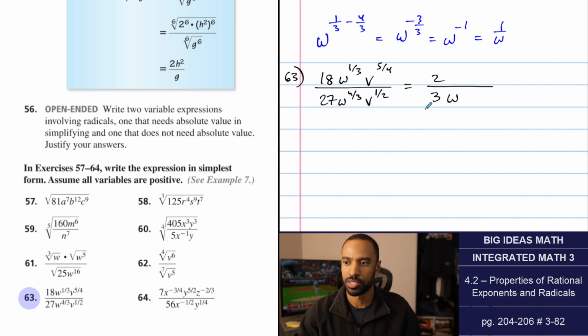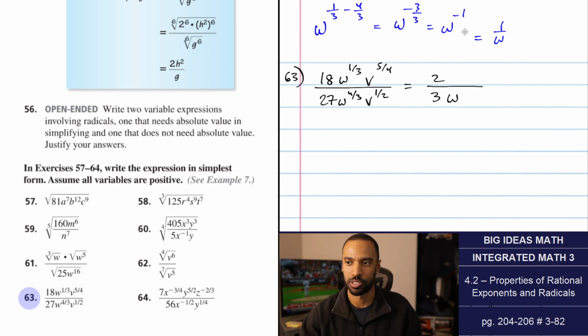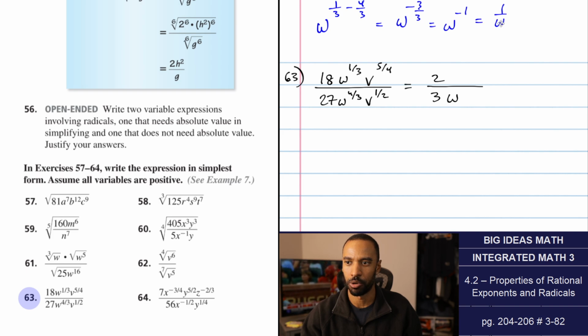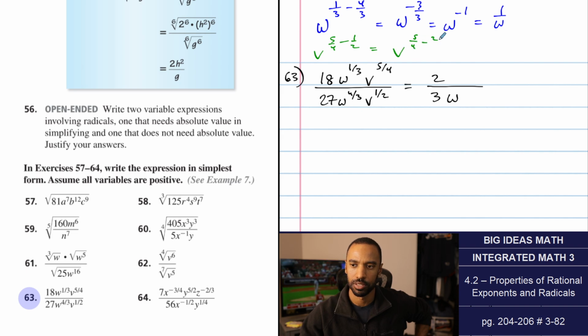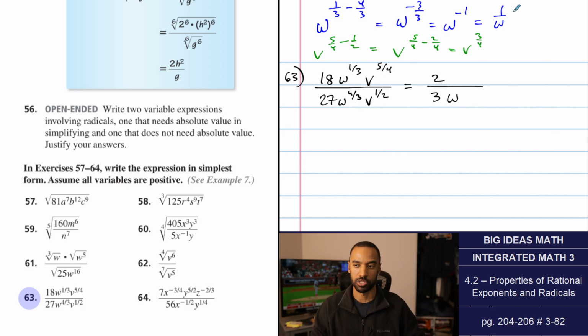Let's work with the v's. I didn't really give myself enough room to work with the v's. I wrote the w's on top just out of happenstance. Let's try to fit the v's right down below, maybe in a different color. Let's do v to the 5/4 divided by v to the 1/2. Because they're divided, the exponents subtract, right? So minus 1/2. And that is, get a common denominator, 5/4 minus 2/4, which is v to the 3/4 power. Now that's going to be in the numerator, right? It's a positive number, so we still have a v to the 3/4 like this.